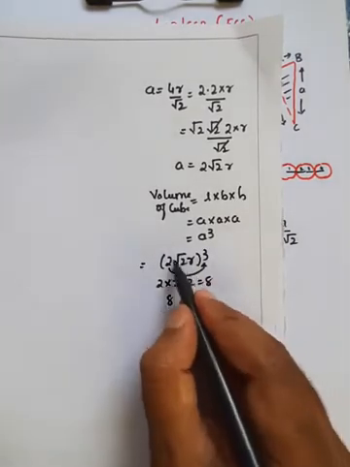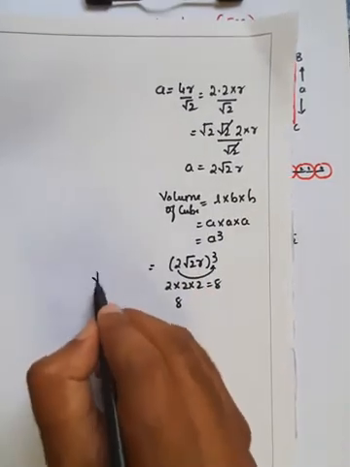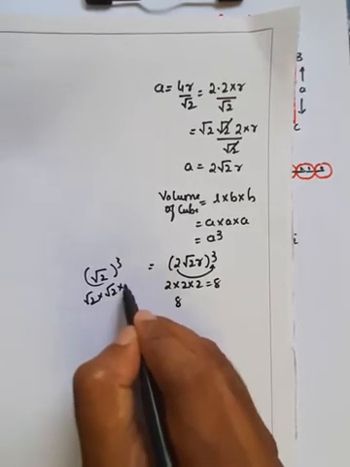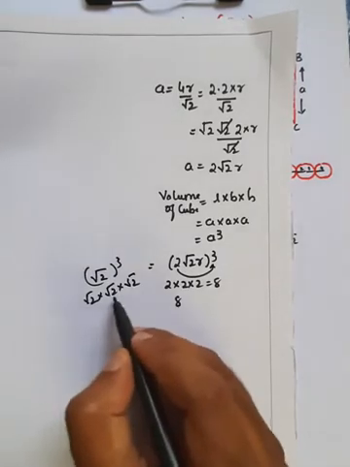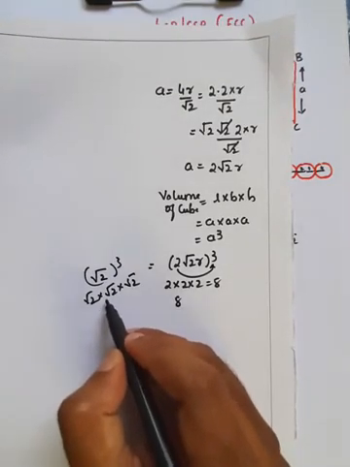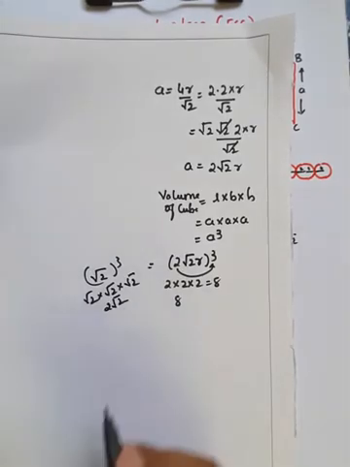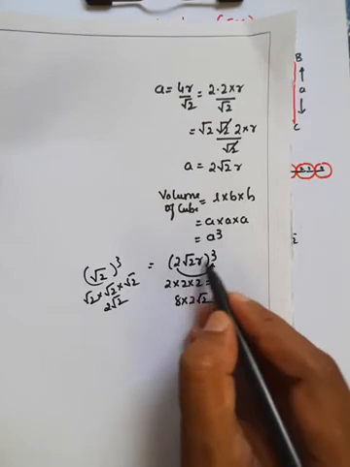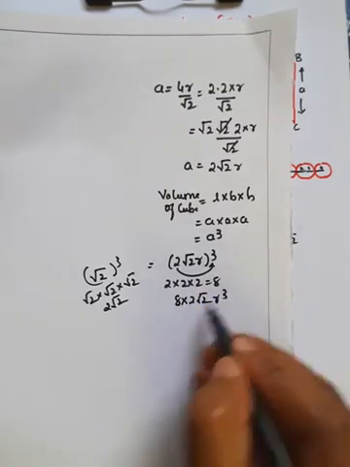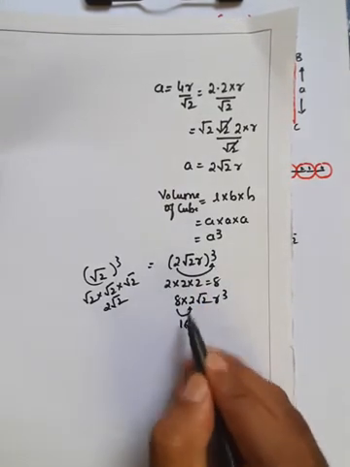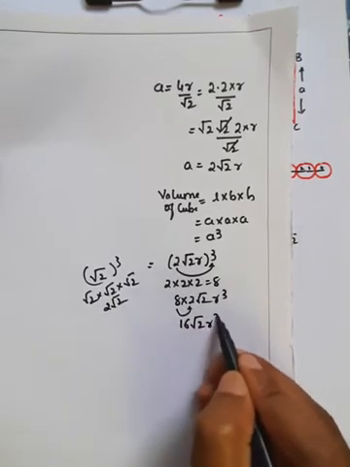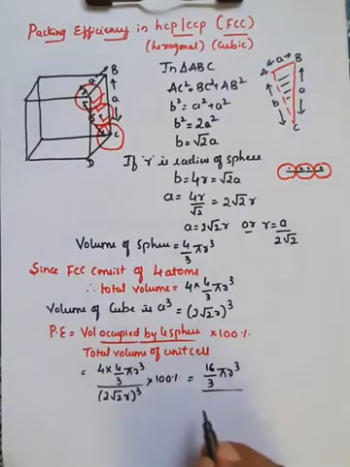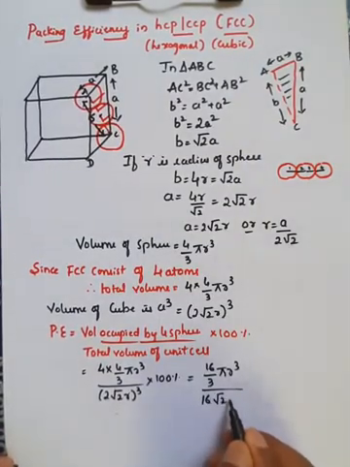Whenever you cube root 2, that is root 2 into root 2 into root 2. Root 2 into root 2 is 2, and further one more root 2, so that will be 2 root 2. Further r cube is r into r into r. If you multiply these, that will be 16 into root 2 into r cube.